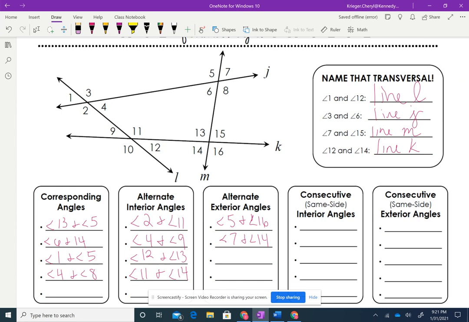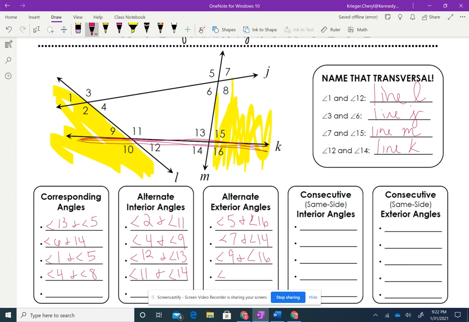All right, let's choose another transversal. We'll choose K again. So here's my transversal. All right, and exterior. Exterior would be out here and out here. Alternate exterior. So hopefully you're already seeing it. Angle 9 and angle, right, it crosses the transversal. Angle 9 and angle 16. Angle 10 and angle 15.